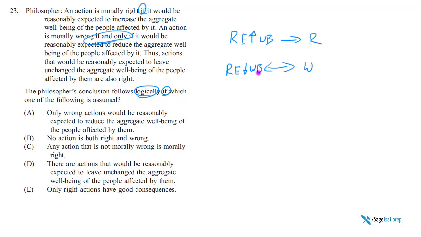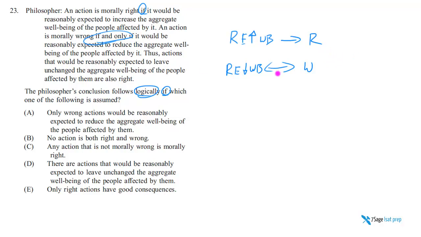Now let's not make a mistake that you'll see a lot on the LSAT, which is let's remember that these two aren't logical negations of each other, because a thing could be neutral. Something could be reasonably expected to remain neutral of the well-being, and right or wrong, I don't know. There could be things that are just morally neutral too, right?